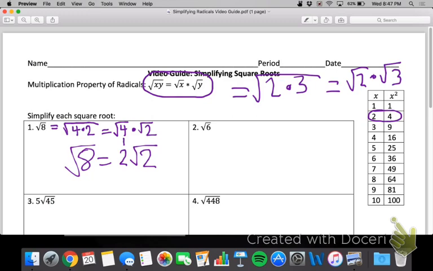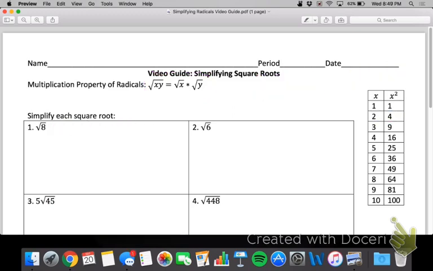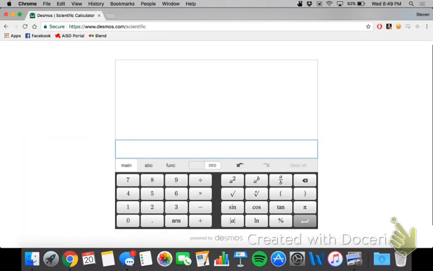So if we go over to a calculator and I type in the square root of 8, then I get this decimal. And if I type in 2 times the square root of 2, I get the exact same ugly looking decimal. So those two things are equivalent to each other.